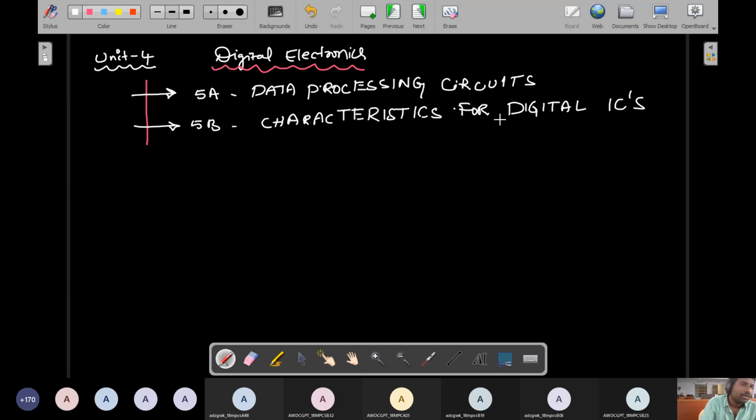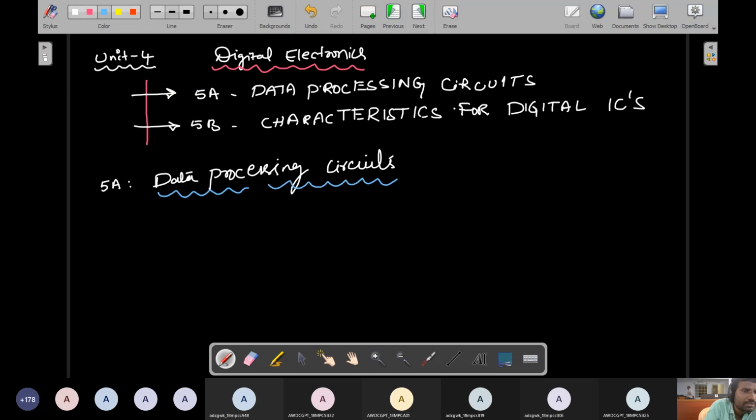So generally, coming to the 5th A lesson, I'll start the 5th A lesson today. Now we will start a new chapter, 5th A, data processing circuits. So today we will start data processing circuits. Understand? So everybody please concentrate.